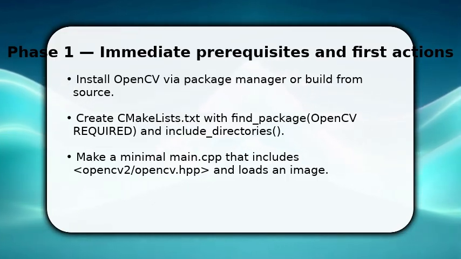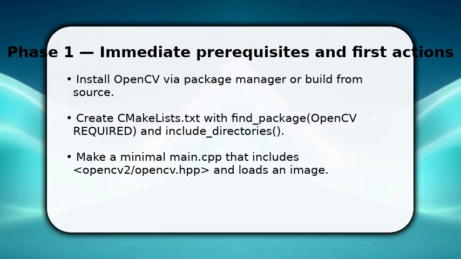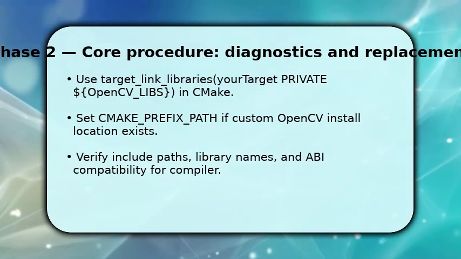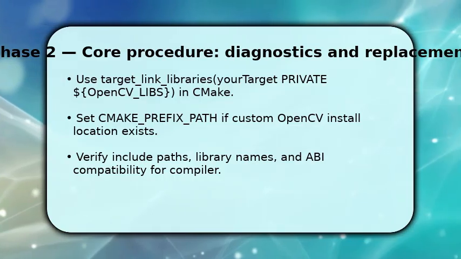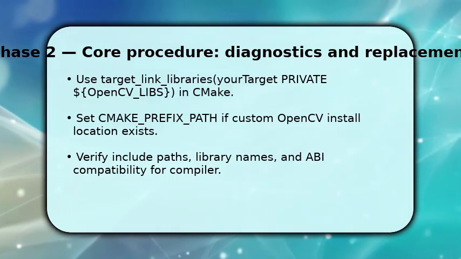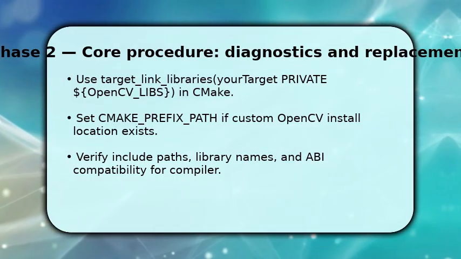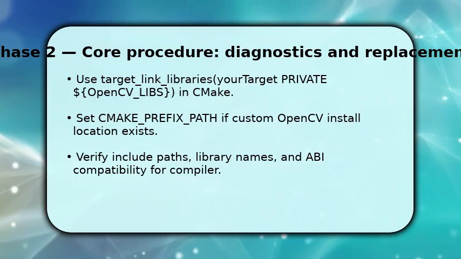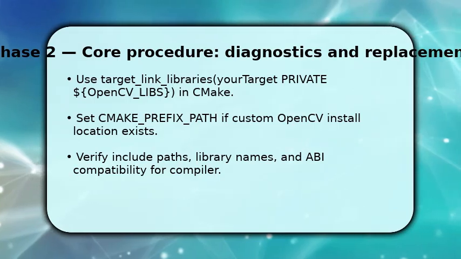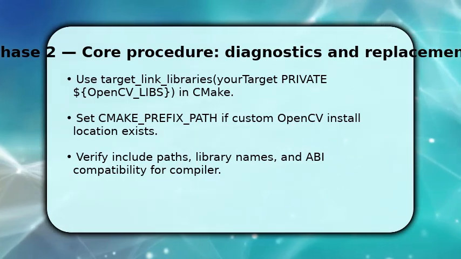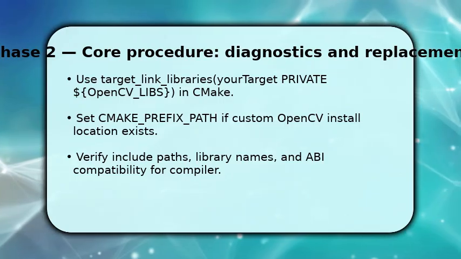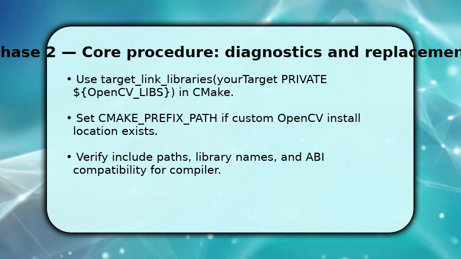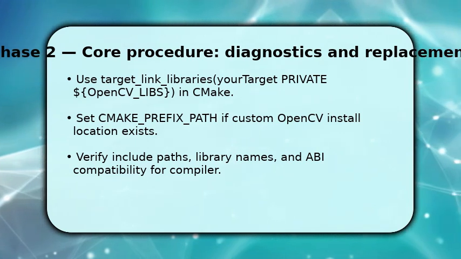Now configure the build details. In CMake, link your executable with ${OpenCV_LIBS} and set target include directories if needed. This ensures headers and libs are attached to your target. If OpenCV is in a custom location, set CMAKE_PREFIX_PATH or provide -DOpenCV_DIR to CMake so find_package succeeds. Make sure your compiler flags, C++ standard, for example std=c++17, and ABI match the OpenCV build.